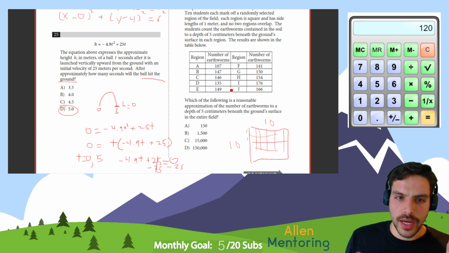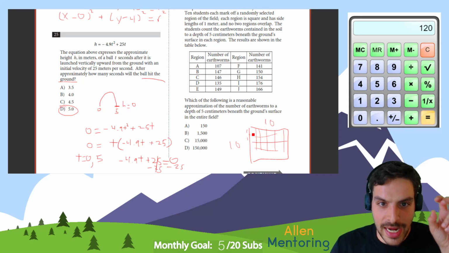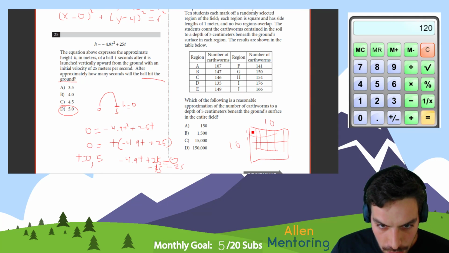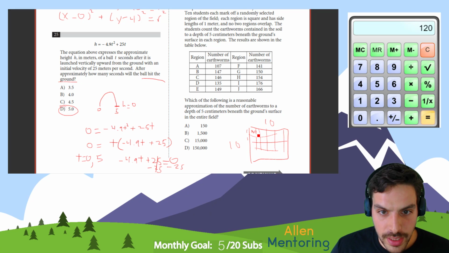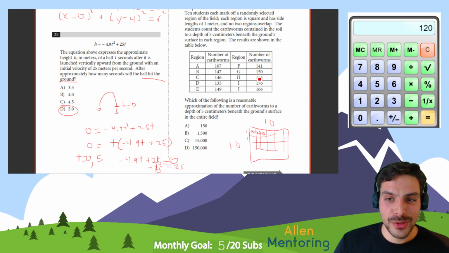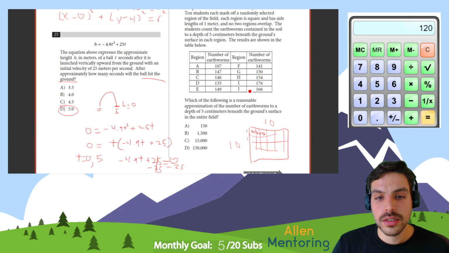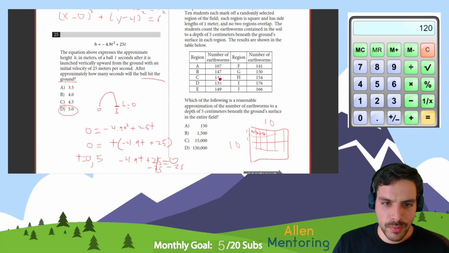Aha. Okay. So I see basically students calculated, in this region, this is region A, let's say, you have like 107. Here you have like 147. Here you have 146, so on and so forth. So I see on average, I don't know if you agree with me, but I see about like 150 earthworms per region. We have like 107, 140, and so it's about 150 per region.